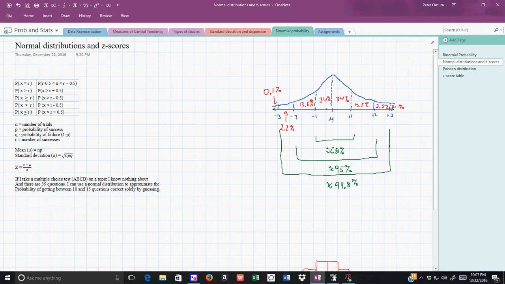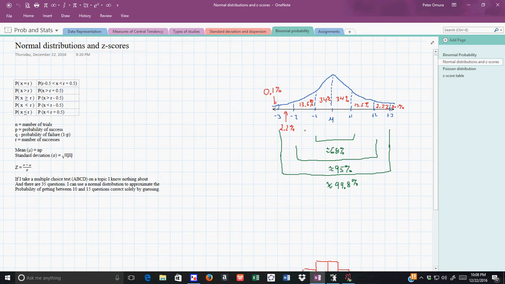First thing I want you to know is the bell curve kind of looks like this, and this is your mean, and these are the number of standard deviations away from the mean. And basically, between one standard deviation to the left and one standard deviation to the right of the mean, it's about 68%. Now it's more like 68.2%.